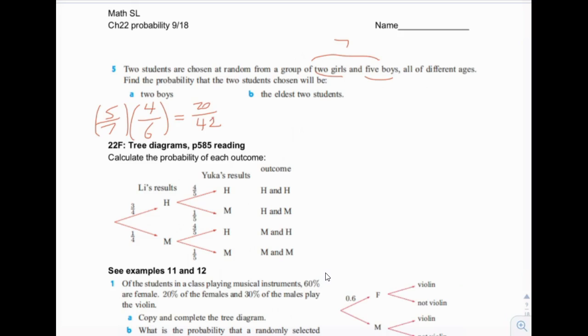What is the chance that we get the eldest of 2 students? Okay, so the eldest 2 students. This is kind of a more complicated one because there's 2 possibilities. One is that you get the first oldest first, and then the second oldest second, and the other possibility is that you get the second oldest first and the first oldest second. It doesn't really matter which order you get them in, so we need to evaluate the probability of both orders.